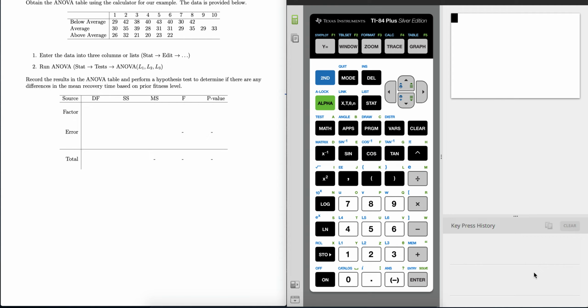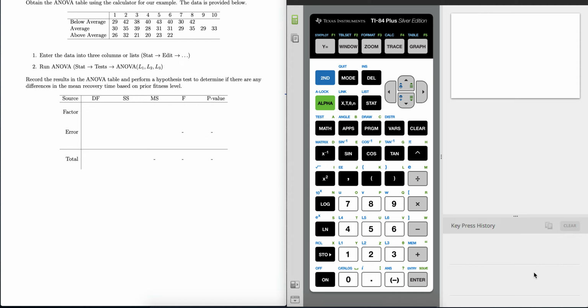Idea of ANOVA. Our goal is to compare the means of several groups. We're going to do this by analyzing the variance between each of the groups and then that random error or variability within each of the groups. So let's check out how to do this in practice using our calculator.